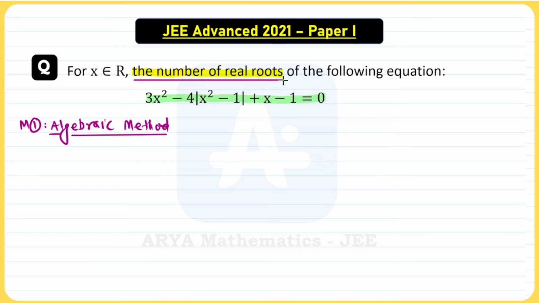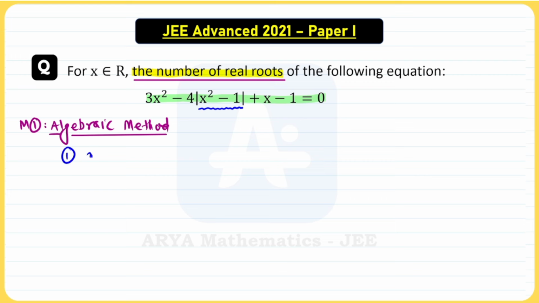Whenever the problem is on finding the number of real roots, then the graphical method will be much easier. But sometimes we need the actual root. So, in that case, we have to know the algebraic method also. Basically, in the algebraic method, here we have mod x square minus 1, so we have to consider two different cases: one when x square minus 1 is positive, another when x square minus 1 is negative.